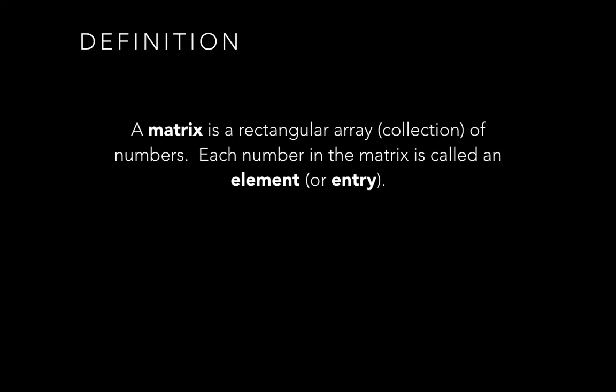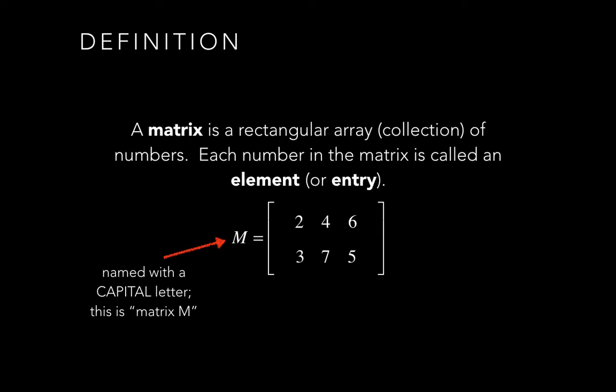So let's get started. First, we need to know what a matrix is, and all it is is a rectangular collection, called an array, of numbers. And each number in your matrix is called an element or an entry. And here's what one could look like. You see it's a rectangular figure and you have numbers organized very specifically in that matrix. This matrix is named matrix M. We always name our matrices with a capital letter.